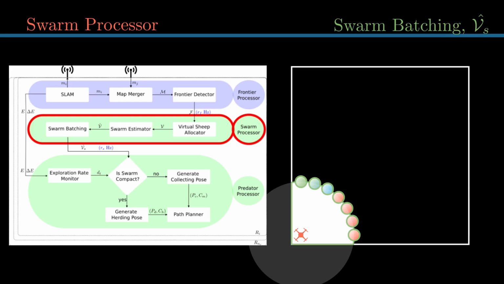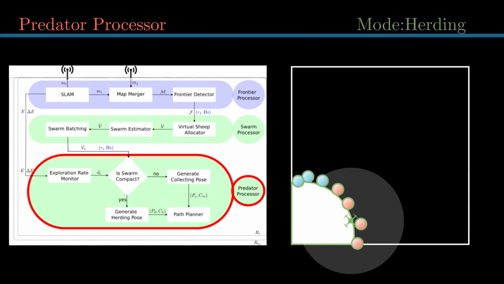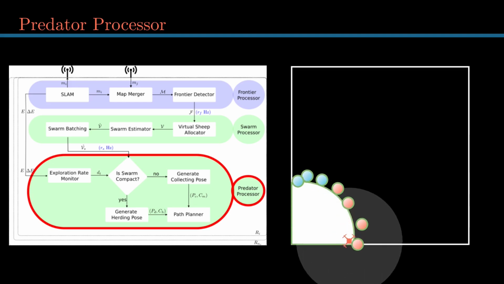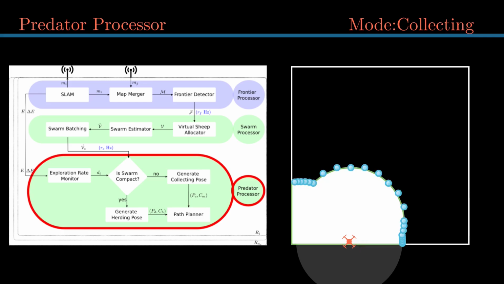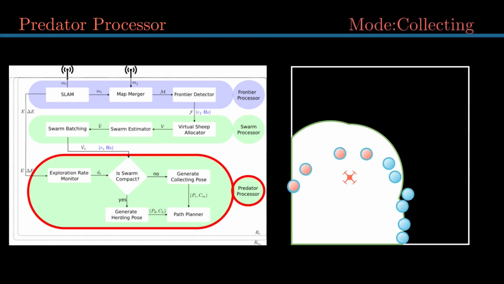Each agent selects one subswarm to chase after. Here the UAV chases the red cluster. The predator processor determines the next pose of the robot with one of two modes of operation. In the herding mode, the compact swarm is pushed by chasing the center of mass of the swarm. In the collecting mode, the swarm is not compact, and the UAV chases the virtual sheep furthest away from the swarm.